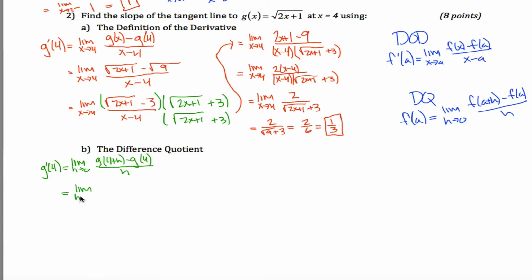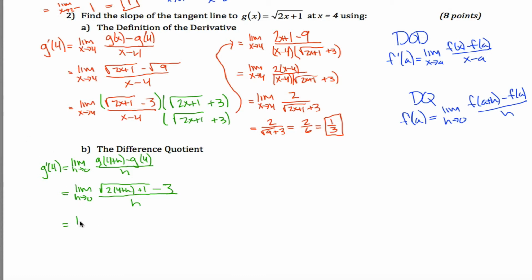So that's the limit as h approaches 0 of, if I take my function g of x and put in a 4 plus h everywhere I see an x, I got the square root of 2 times 4 plus h plus 1 minus the square root of, let's see, g of 4, we already saw that that's the square root of 9, which is just 3, and divide that by h.